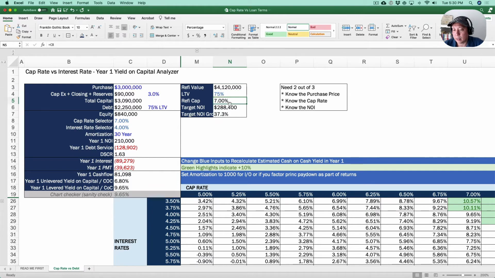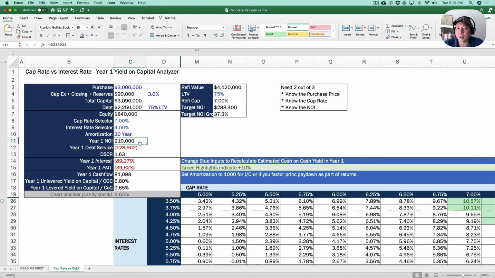Well, we have to make an assumption. We'll just assume for now that our cap rate that we purchase at, our 7 cap, is also our refi cap rate. Okay. So if we take that number and multiply it by the refi value of $4.12 million, that means that our target NOI has to be $288,400.